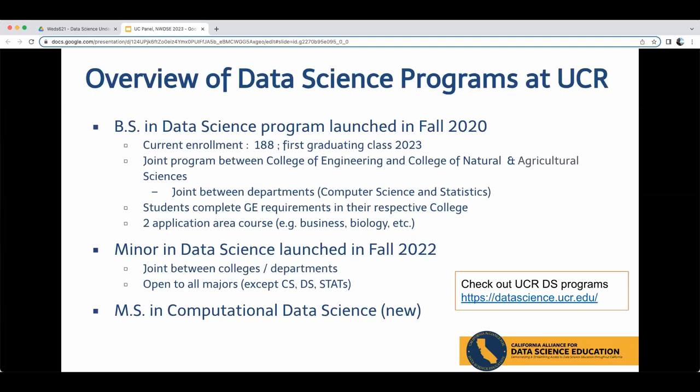So if you are some social science student who decided to do the minor in data science, we would like you to be able to do the MS in data science and pivot if that's an interest of yours. So that's some of the initiatives that we have.